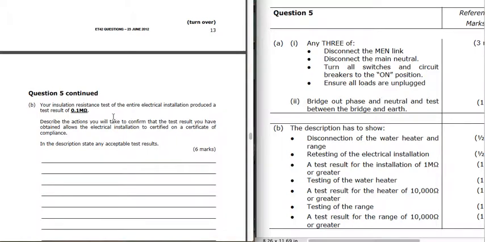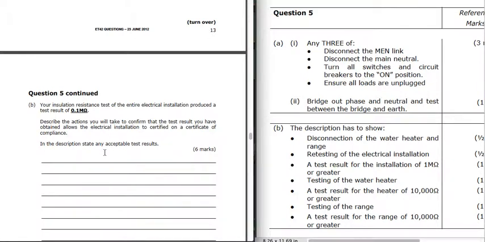We've done this test, and it's got a result of 0.1 megohms. So initially you think that's too low. We need 1 megohm. But remember, we've got those heaters connected in, those MIMS connected in, so they're going to make that reading quite low. So we're going to allow the electrical installation to be certified.